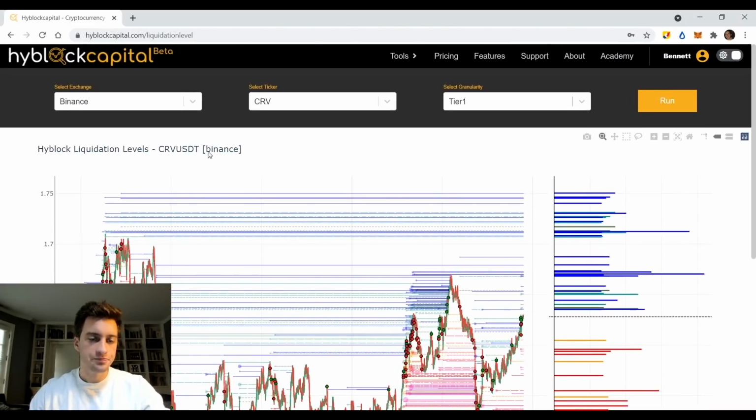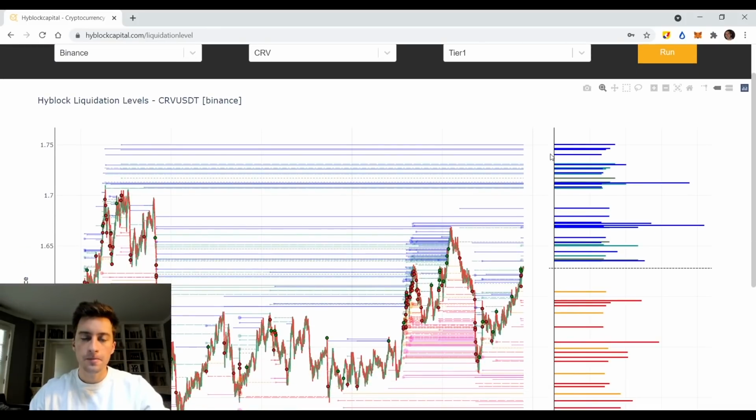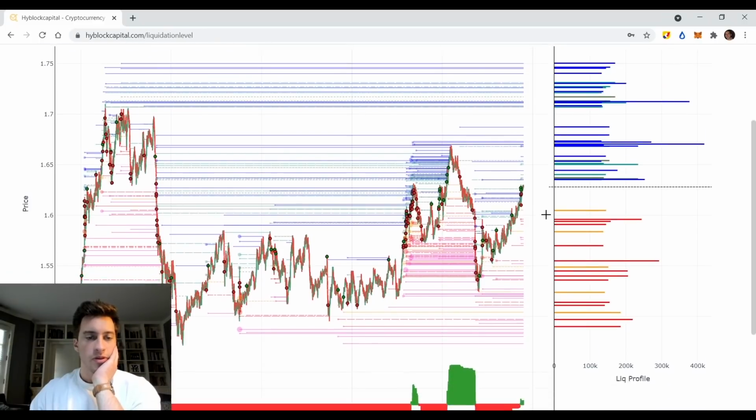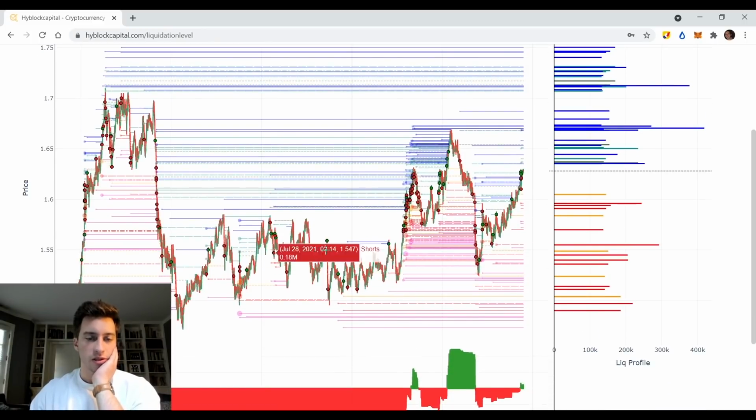So what you're looking at here is CRV USDT, so Curve Finance. Now what you're looking at right here is all the levels that were predicted and are predicted to cause liquidations for traders who are long or short on CRV. Now, as you can see here, let's look at this pattern right here. Price was consolidating around here.